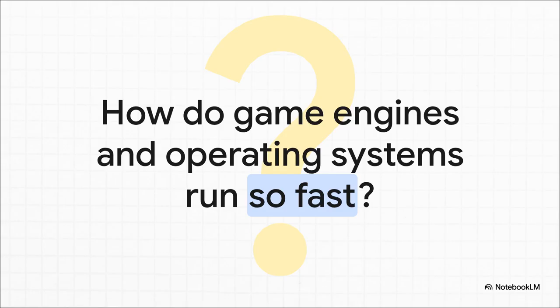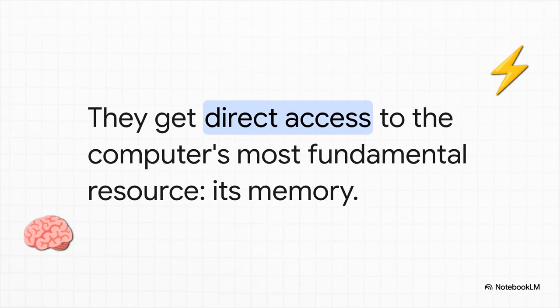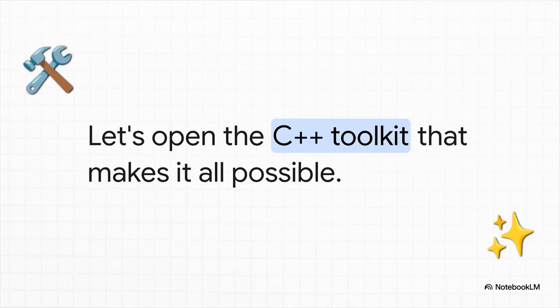You ever stop and think about how something huge, like a modern game engine, or even your computer's operating system, runs so ridiculously fast and efficiently? Well, the secret is, they're not just running on the computer. They're practically woven into its DNA. They get direct access to the most fundamental resource there is, the computer's memory. We're talking no middlemen, no safety nets, just pure, unadulterated speed. And the language that hands developers this incredible power is C++. So today, let's open up that C++ toolkit and see exactly how all this is even possible.